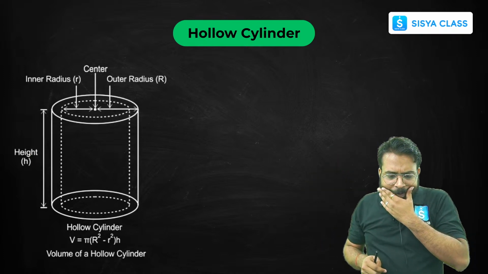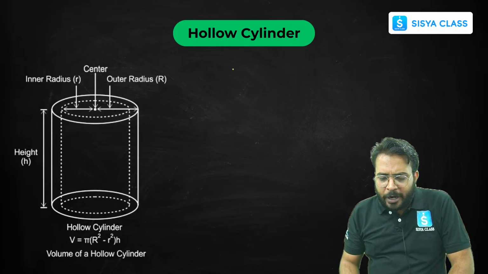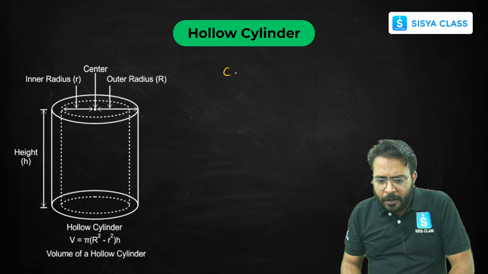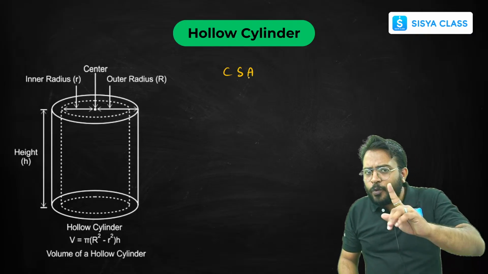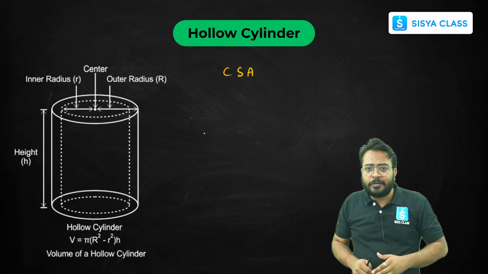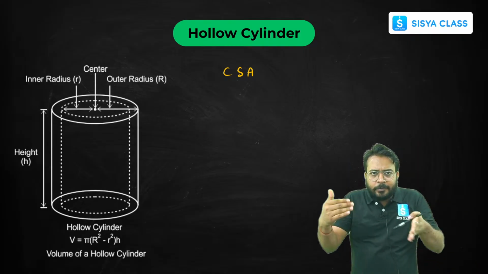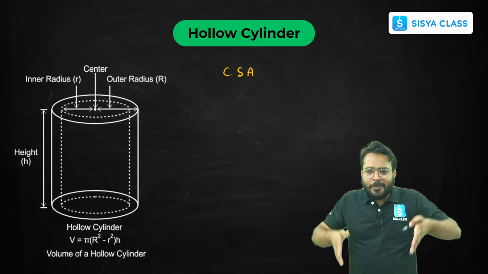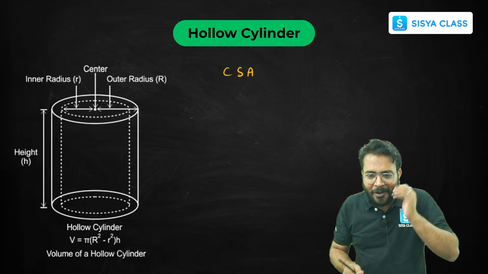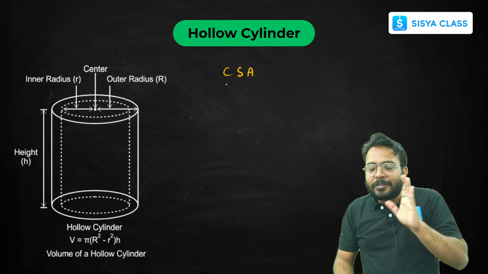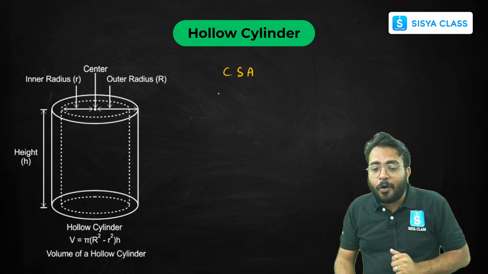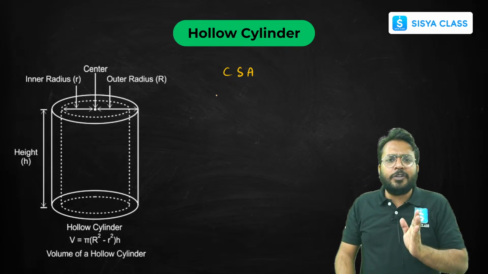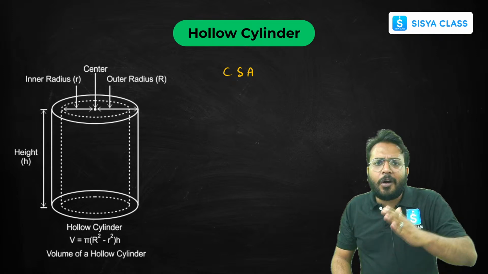Now tell me one thing, if I need to find out the curved surface area, there are going to be two types of curved surface area. Are you able to imagine? One is the outer curved surface area, and one is the inner curved surface area. Yes or no? Why? Because it is hollow. So that's why the curved surface area is going to be asked for a hollow cylinder. They will mention whether you need to find the external one or the internal one.